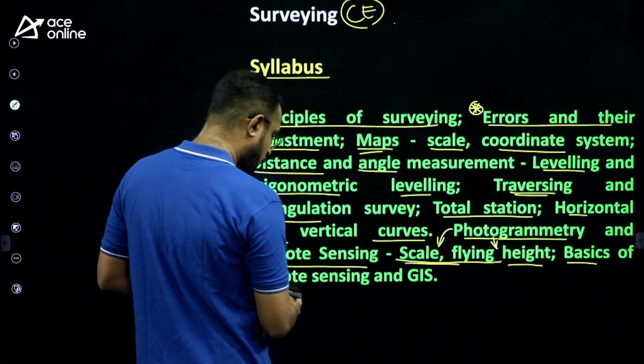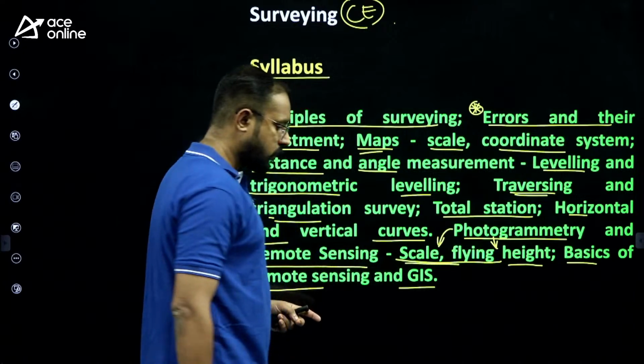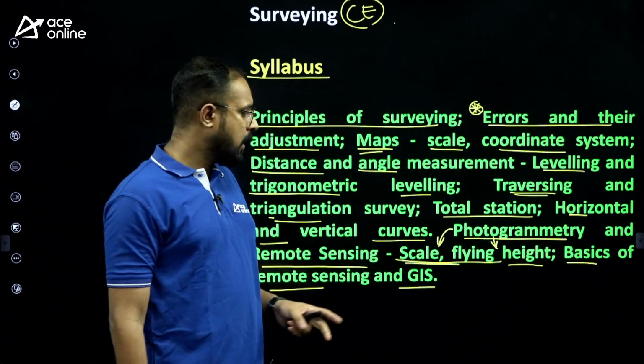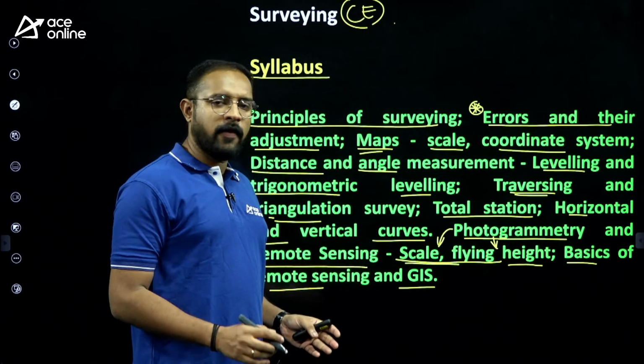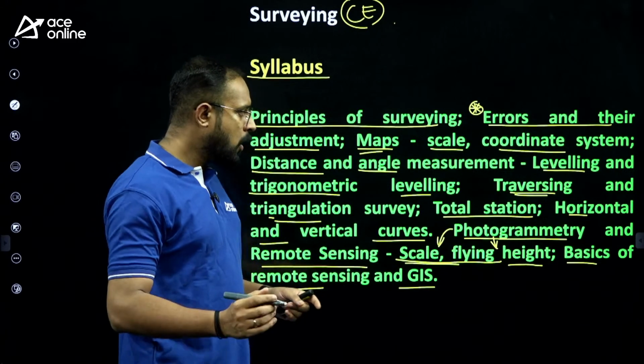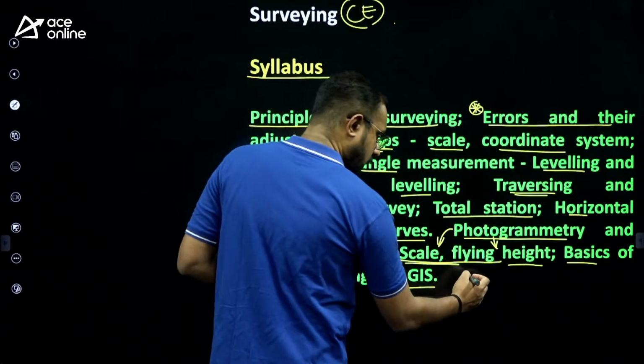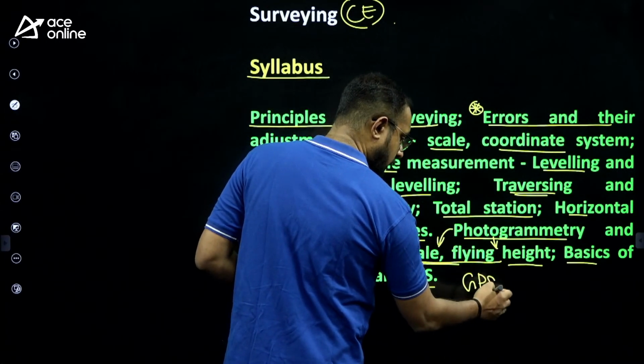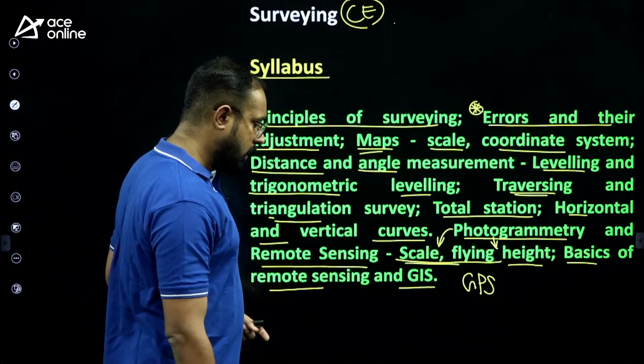Followed by basics of remote sensing and GIS, right? Basics of remote sensing and GIS. Now here, you will not find 3 topics mentioned, but I will discuss those also. Those 3 topics which are not really specifically mentioned are, number 1, GPS, that is global positioning system.